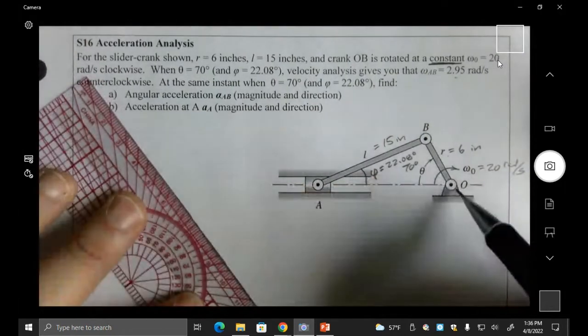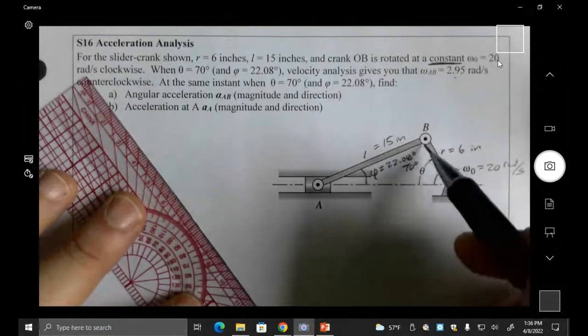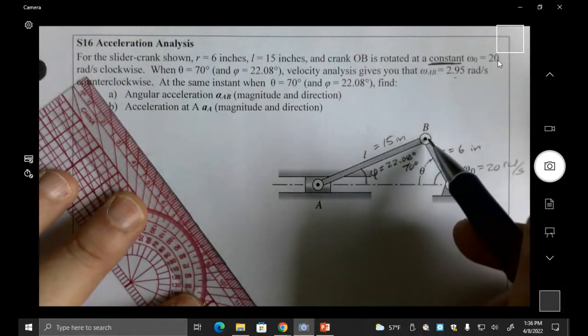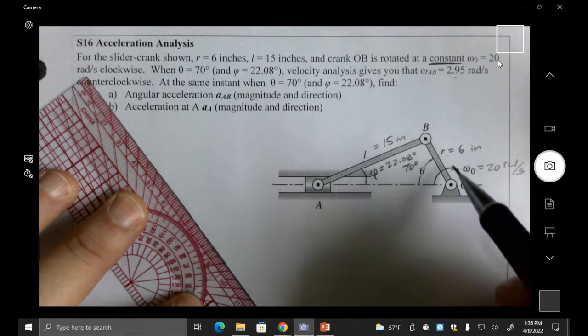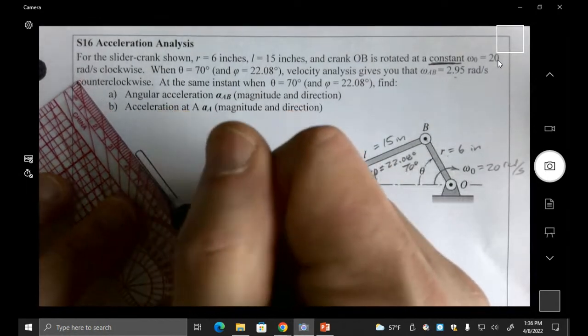So the first thing to do for many of these, after the velocity analysis, is to find the acceleration from the input link, right? So the input link here is OB. So we'll draw OB.